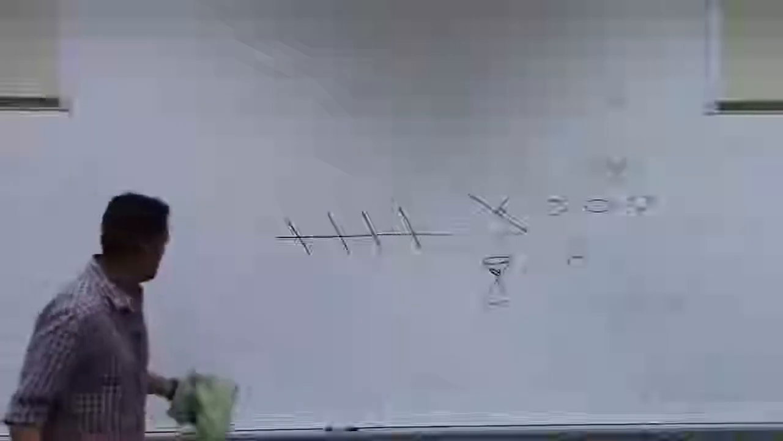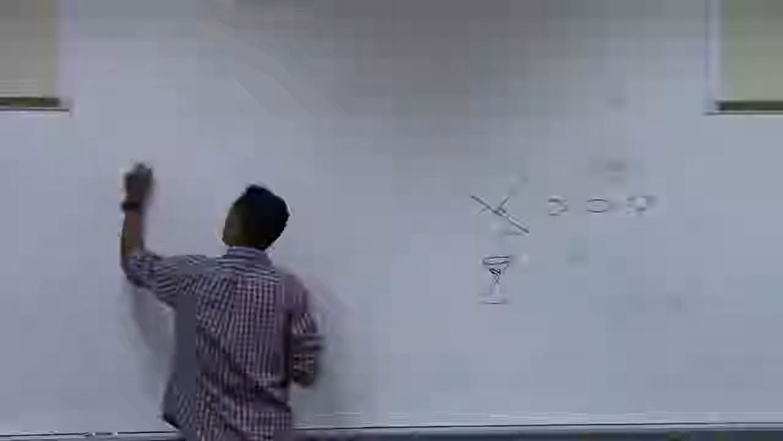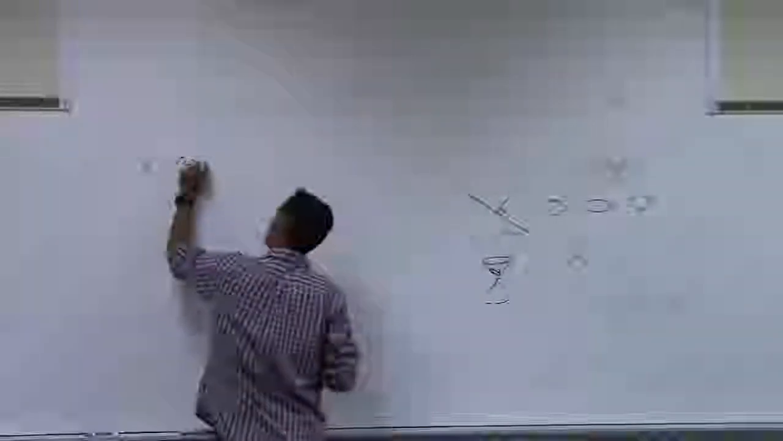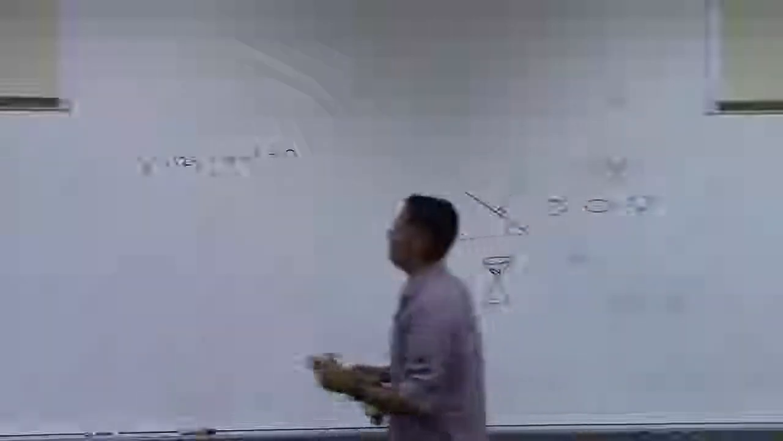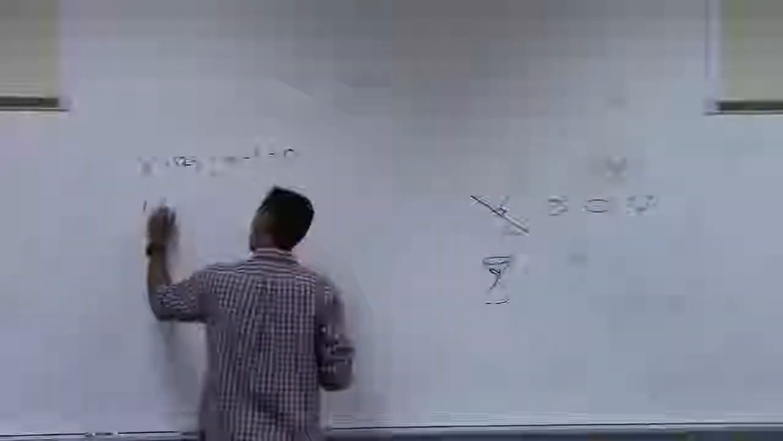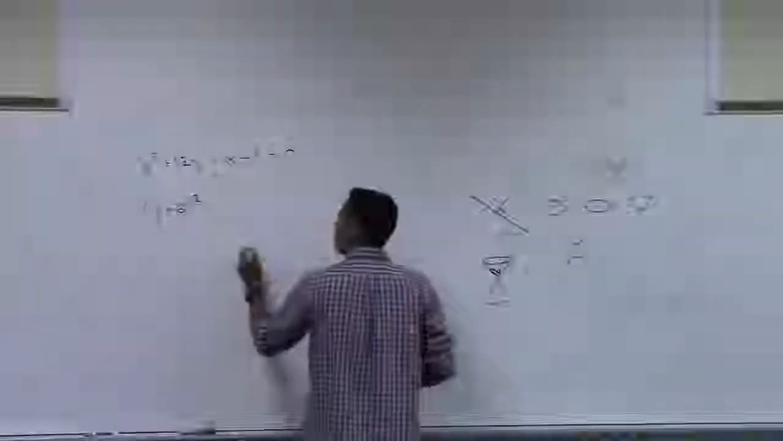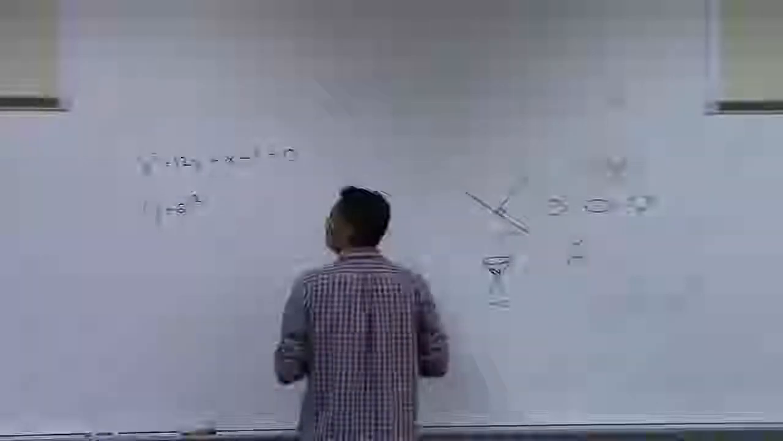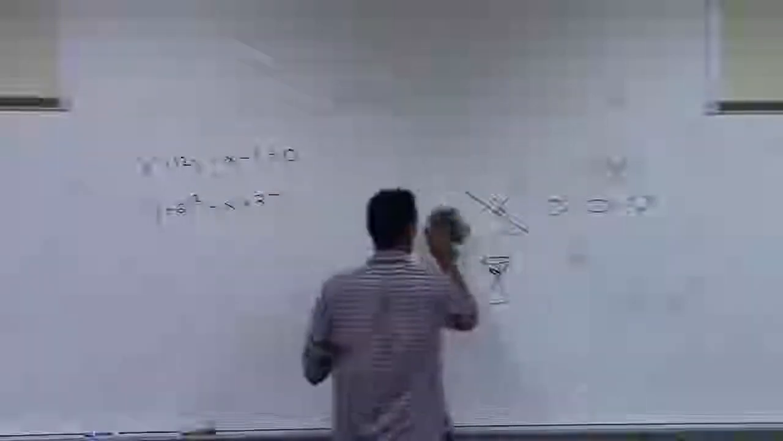So what was that parabola that I had on the board at the end of class, but we didn't get to? Can somebody tell me what the equation of that is? y squared plus 12y plus x minus 1 equals 0. Okay, and we had completed the square on that already? Yes. So we had gotten it down to (y plus 6) squared plus x equals 37. So that's where we were?